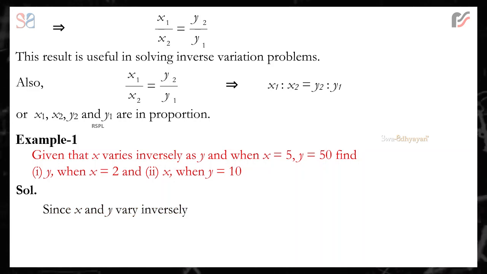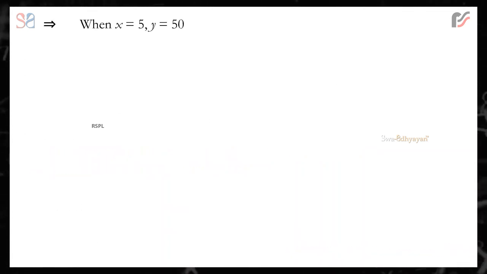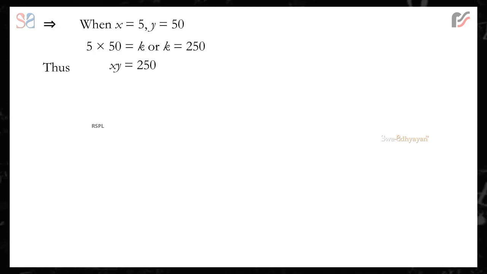Solution. Since x and y vary inversely, this implies x is proportional to 1 upon y, or x is equal to k upon y, or xy is equal to k, where k is a constant of variation. This implies when x is equal to 5, y is equal to 50, or 5 into 50 is equal to k, or k is equal to 250. Thus, xy is equal to 250.